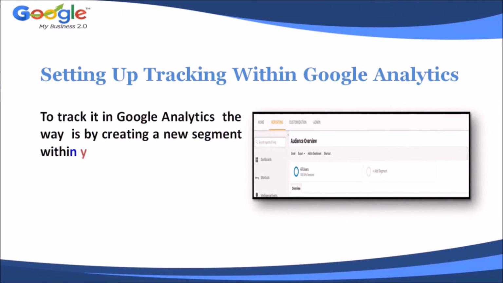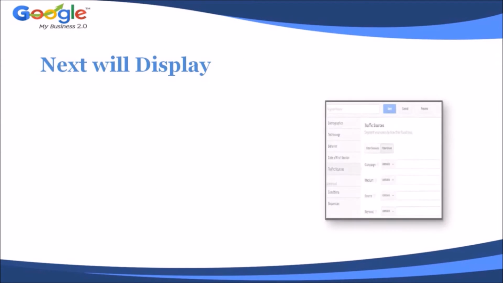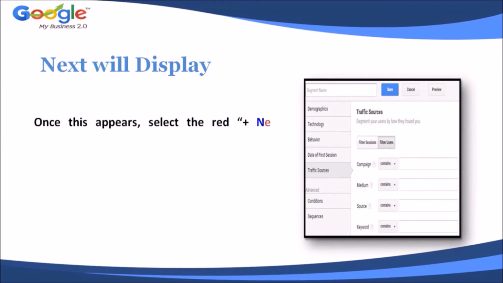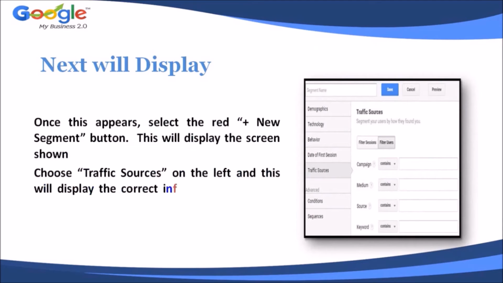Setting up tracking within Google Analytics. To track it in Google Analytics, the way is by creating a new segment within your GA property. To create a new segment, you simply click Add New Segment. Once this appears, select the red plus New Segment button. This will display the screen shown. Choose Traffic Source on the left, and this will display the correct info that needs to be filled out.